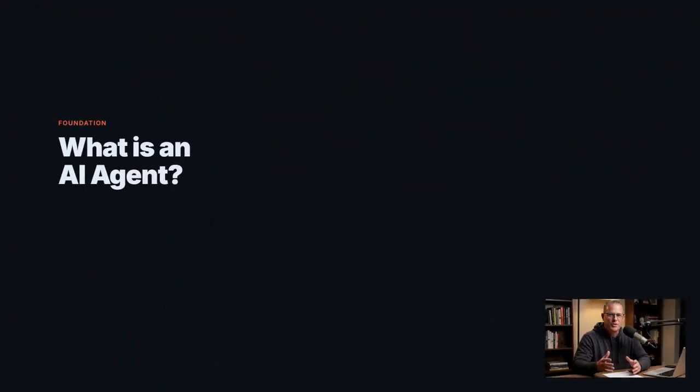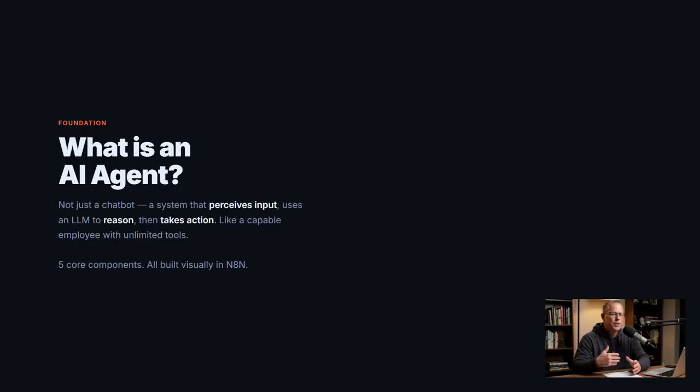So let's dive in. Before we touch N8N, I want to spend just a few minutes making sure we understand what we're actually building. Because when you understand the underlying concept, every step after this will make complete sense. So, what is an AI agent? At its core, an AI agent is a system that perceives its environment, reasons about what to do, and then takes action. It's not just a chatbot that gives you a response. It's a system that can autonomously decide what steps to take to accomplish a goal.